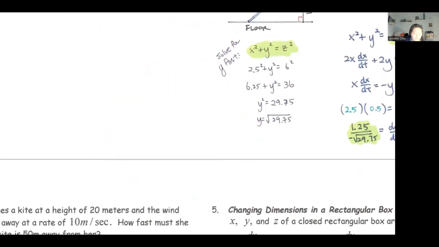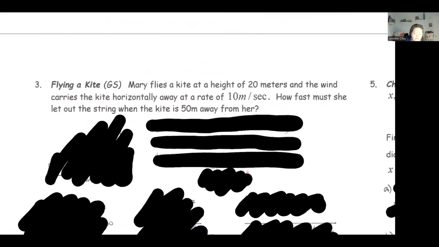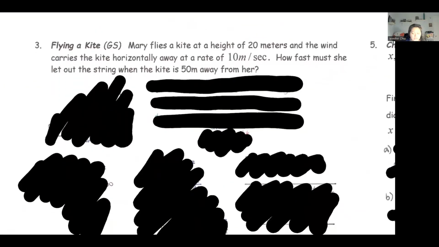Okay? All right, in problem number 3, we are flying a kite. Mary flies a kite at a height of 20 meters, and the wind carries the kite horizontally away at a rate of 10 meters per second. How fast must she let out the string when the kite is 30 meters away from her?